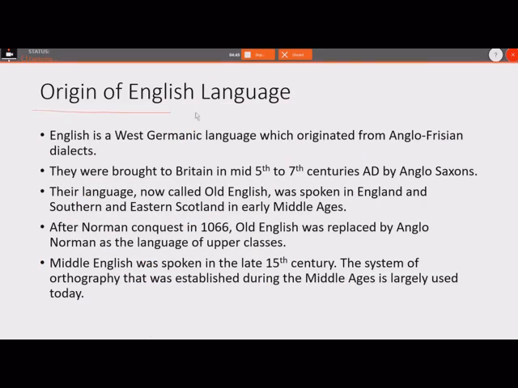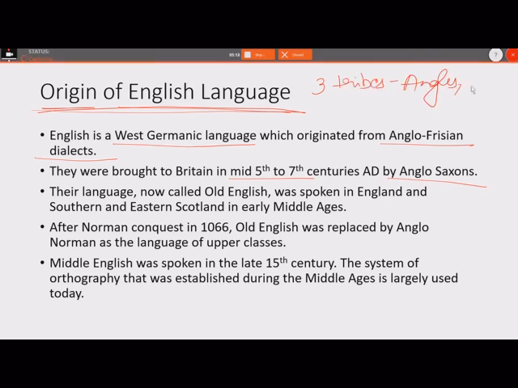Now we talk about the most important aspect of English literature, the English language. What is the origin of the English language? English, we can say, is a West Germanic language which originated from Anglo-Frisian dialects. This Anglo-Frisian dialect was brought to the British Isles, to Britain, in the mid 5th to 7th centuries by the Anglo-Saxons. Anglo-Saxons were a group of three tribes: Angles, Saxons, and Jutes.